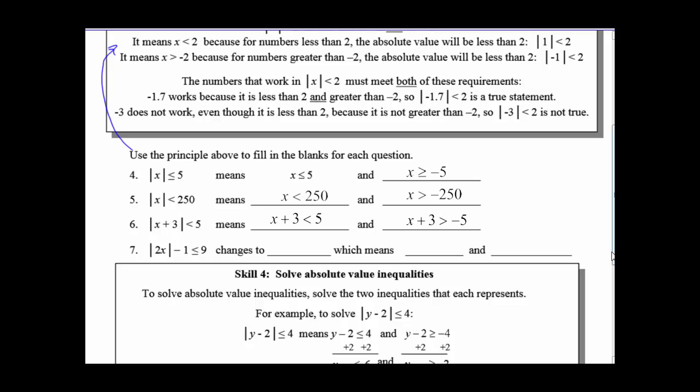Then the question comes out on number 7. Well, what happens again if we have something on the outside of the absolute value? Well, we have to get the absolute value again by itself. So we're going to now add 1 to both sides. Okay.